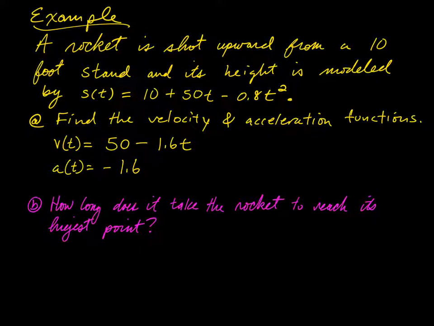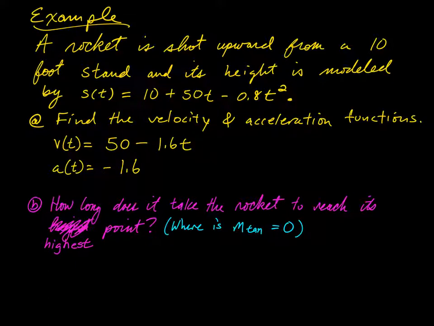For the next part, you are asked to find how long it takes for the rocket to reach its highest point. That is highest with 2 H's. So how long does it take for the rocket to reach its highest point? This is just in disguise asking you, where is the slope of the tangent line equal to 0?